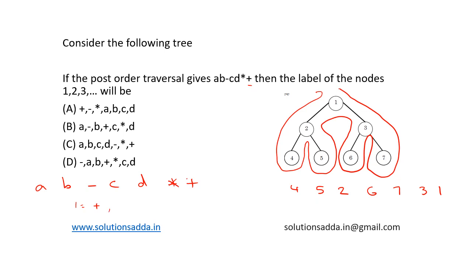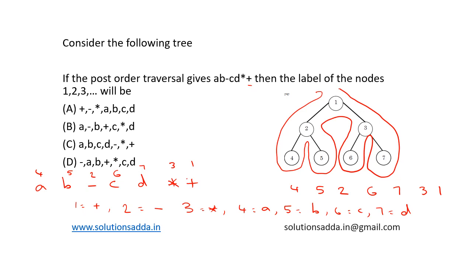The next one is 2. 2 will be what? From here it is like this: 1, 3, 7, 6, 2, 5 and 4. So 2 will be minus. Next we have 3. 3 will be star and 4 will be A. 5 will be B. 6 will be C. 7 will be D. Now the 1, 2, 3 will be what?